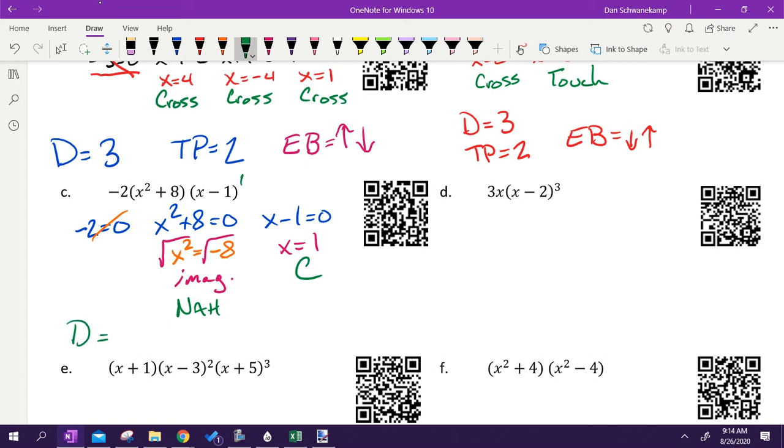My degree is going to be 3. Turning points 2. End behavior. Am I starting up or down? Starting up because it's negative. And it is odd. So we're going to start up, go down, just like an odd cubic function.